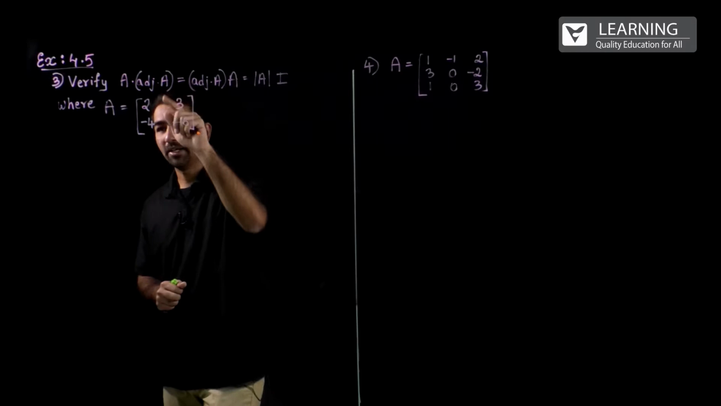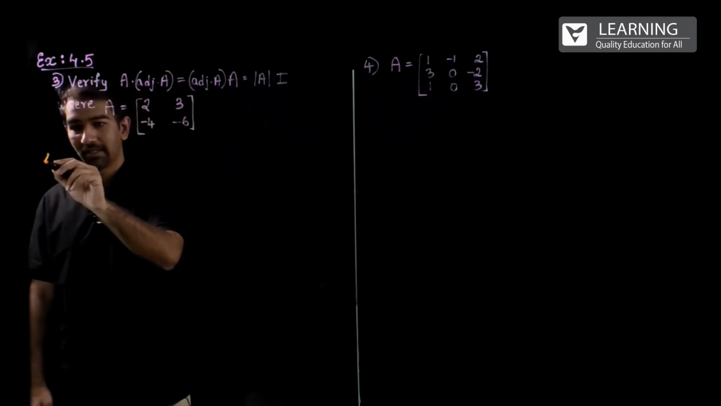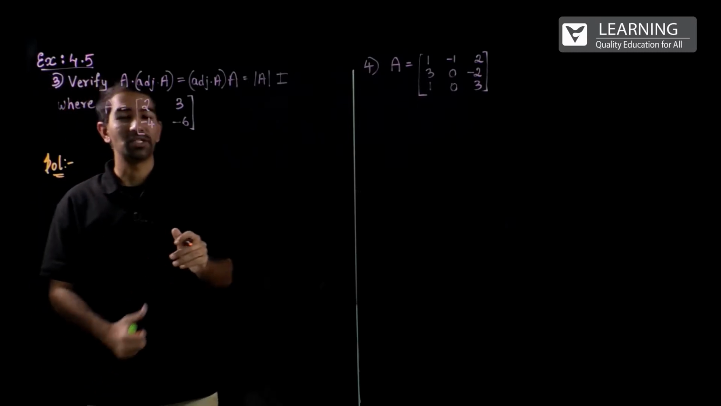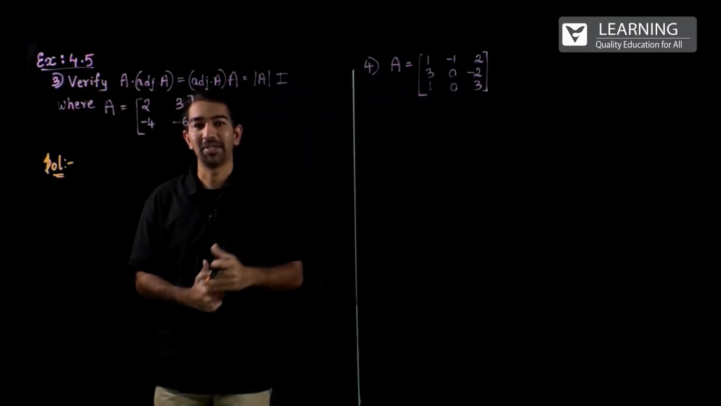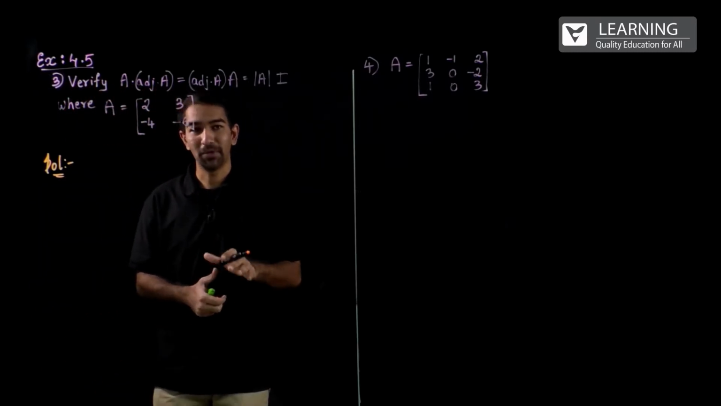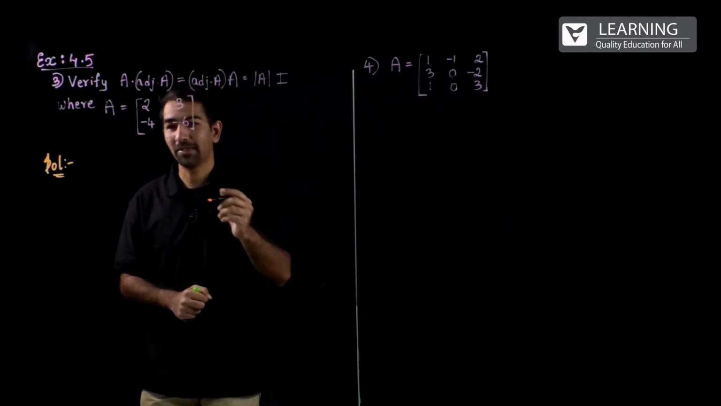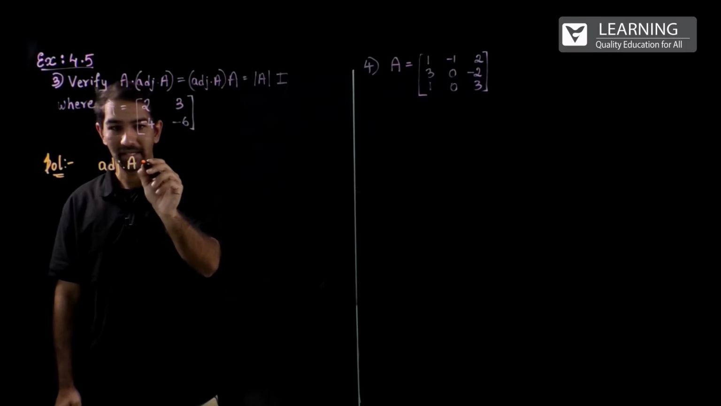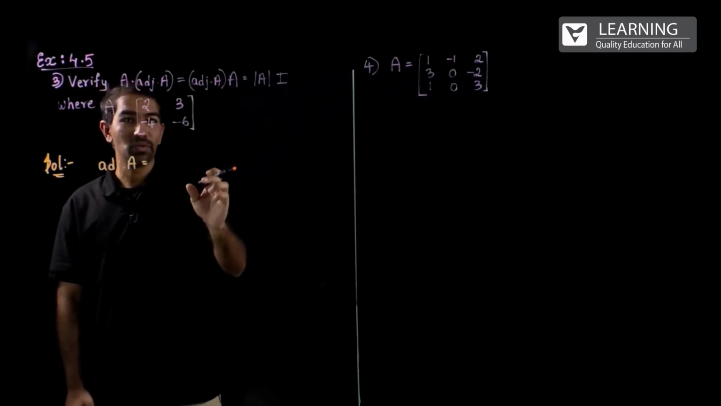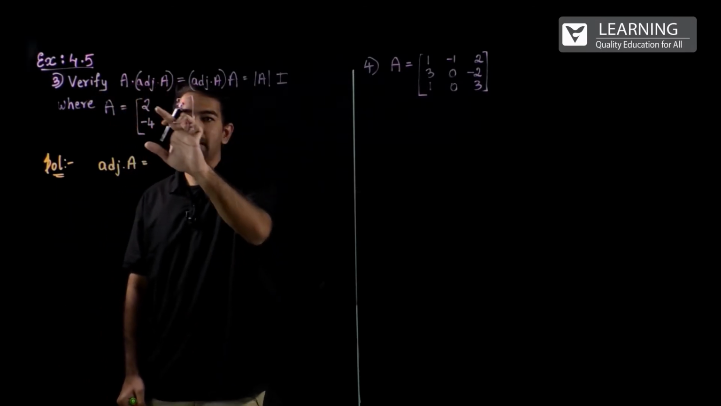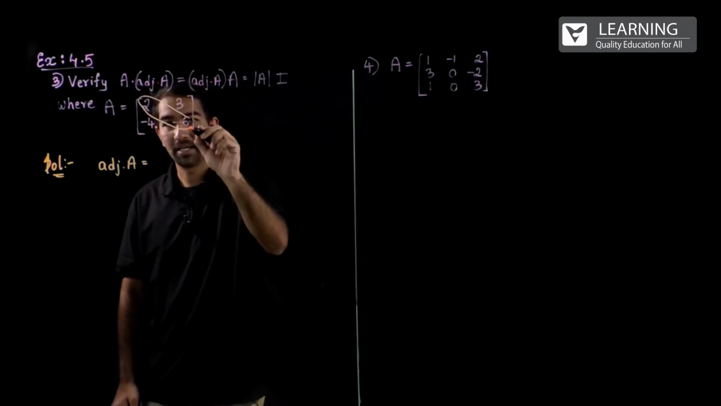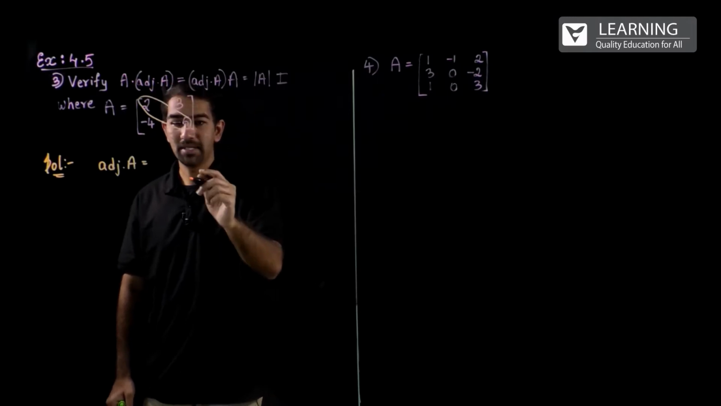So let us start with finding out the adjoint of A. Solution. As we have discussed in the synopsis, there is one shortcut to find out the adjoint of A. This is applicable only for 2 cross 2 matrices. How do we find out the adjoint of A? Adjoint of A equals, so what you have to do here, students, is interchange the elements of the principal diagonal. So what is the principal diagonal here? This is the principal diagonal, right? Interchange the elements. So what will happen?